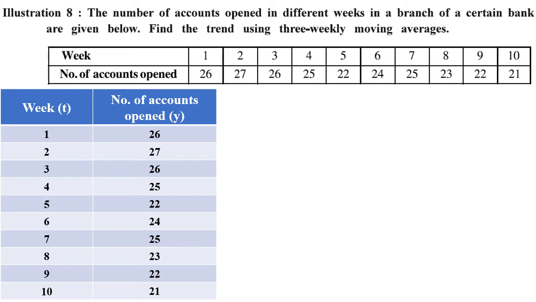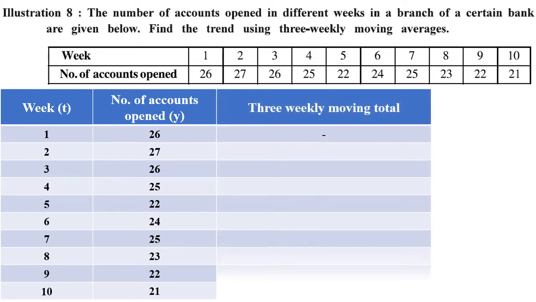Now here the oscillation period is 3, that is the repetition is in 3 weeks, because the question says 3 weekly moving averages. So we will create a column called 3 weekly moving total. We have to make a total of the observations here. First we are going to total these 3 values. I have given an indicator here showing which 3 values we are going to total. That would be 27, 20, 26, 27, 26. These 3 values will be added and the answer will be 79.